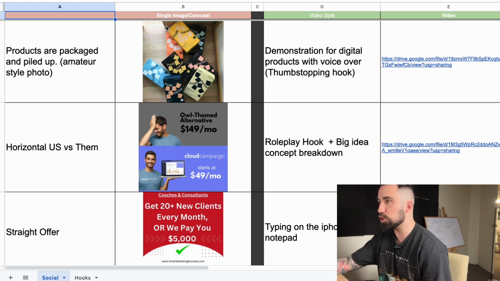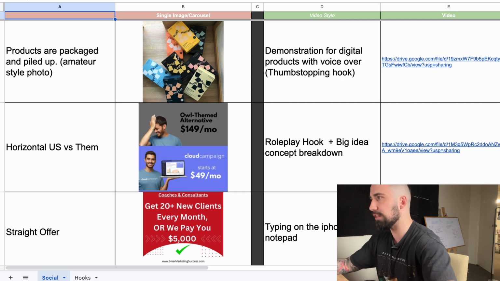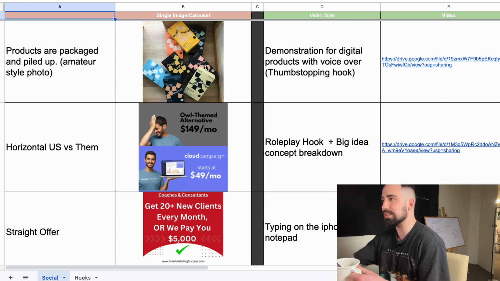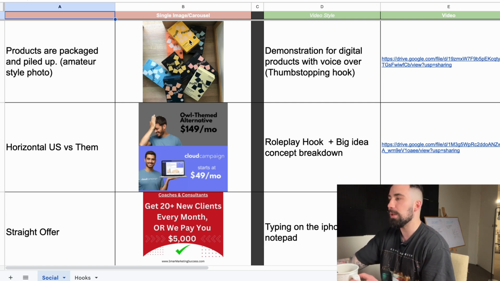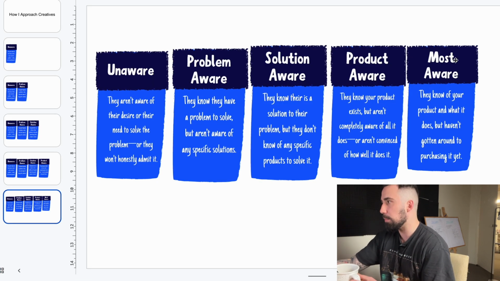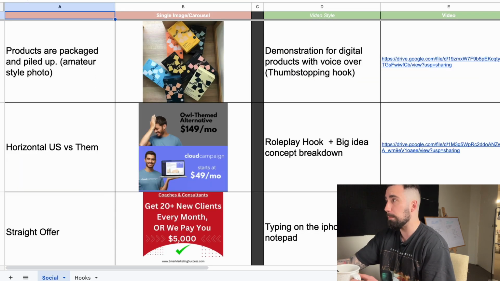All right, the first one, we have products are packaged and piled up. Amateur style photo, right? This is clear that it is not set by a really professional photographer. What is this? So for you to know these products, what they have to sell, we have to be extremely product aware. So this definitely is most aware and not maybe product aware campaign, but I would suggest this falls into a most aware type of creative.